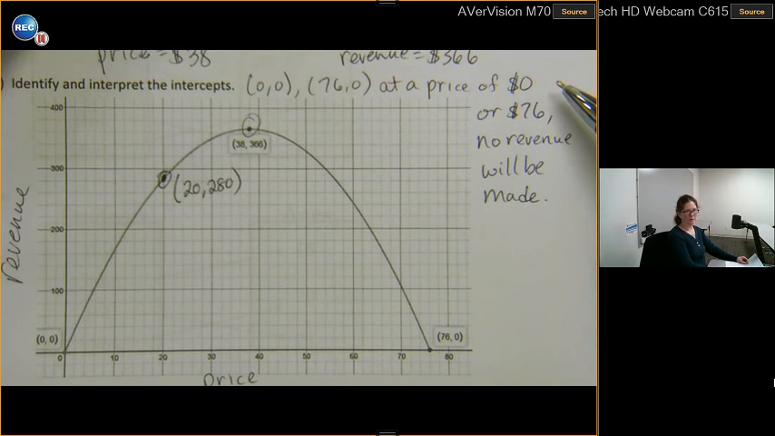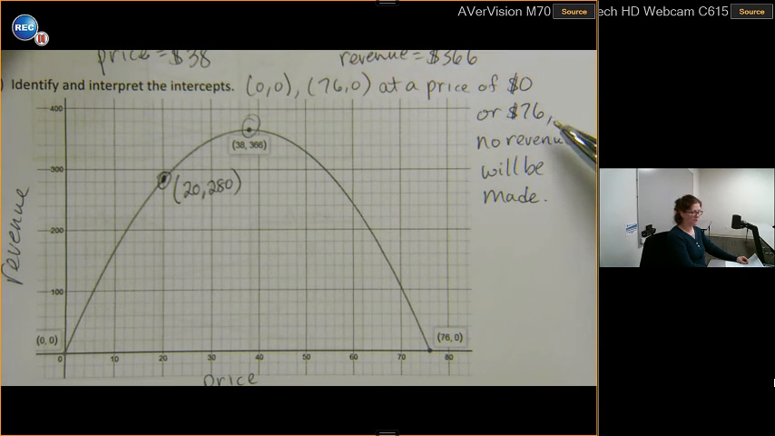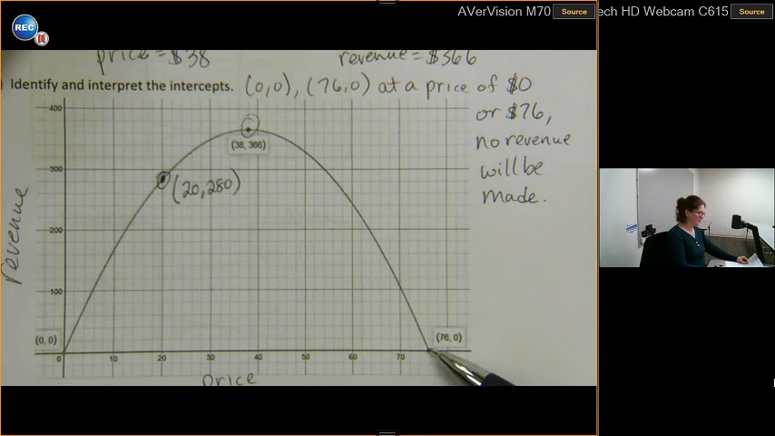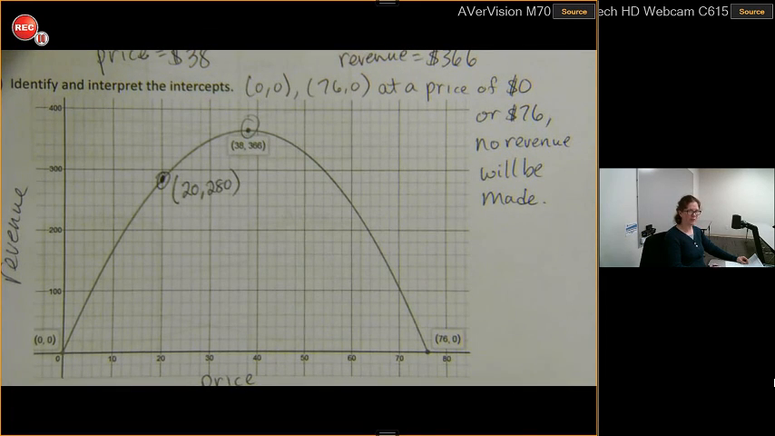Obvious, the $0 one. You're not making any money. The $76 one, so it's determined by this graph that that's too expensive. Nobody will buy it, and that's why you don't make any revenue.